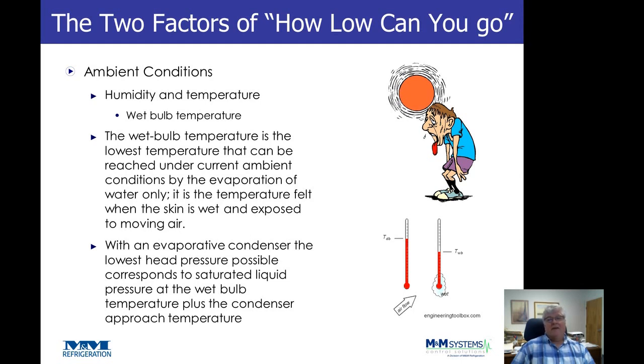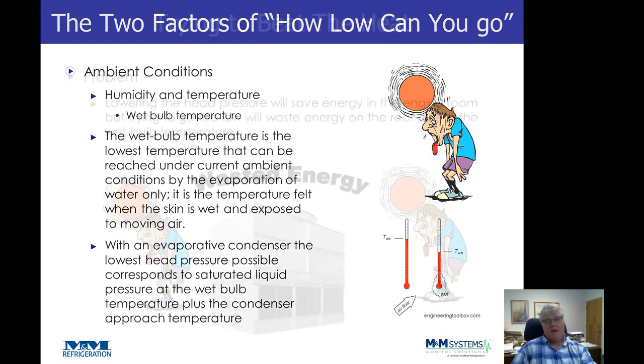With an evaporative condenser, the lowest possible head pressure you can expect is that which corresponds to the wet bulb temperature plus an offset from the condenser approach temperature. So that's as low as you can go. You can't get any better. The ambient conditions won't allow it. That's what the liquid temperature is going to be, and therefore that's what the minimum head pressure is going to be.